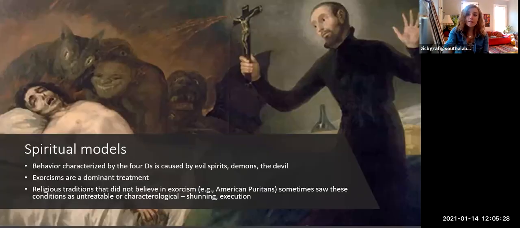Probably the oldest models of our understanding of psychopathology are spiritual. The idea is that the behaviors, thoughts and feelings that are characterized by the 4 Ds and that are persistent, so duration also, are caused by evil spirits, demons, or the devil, something external to the person, some outside force.